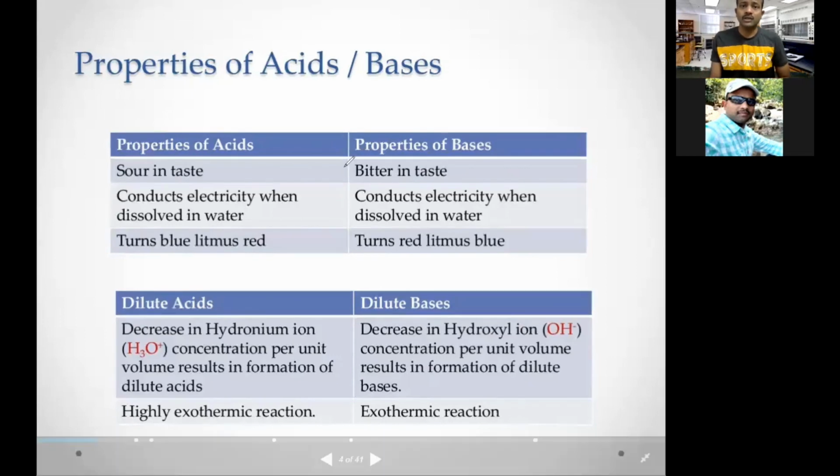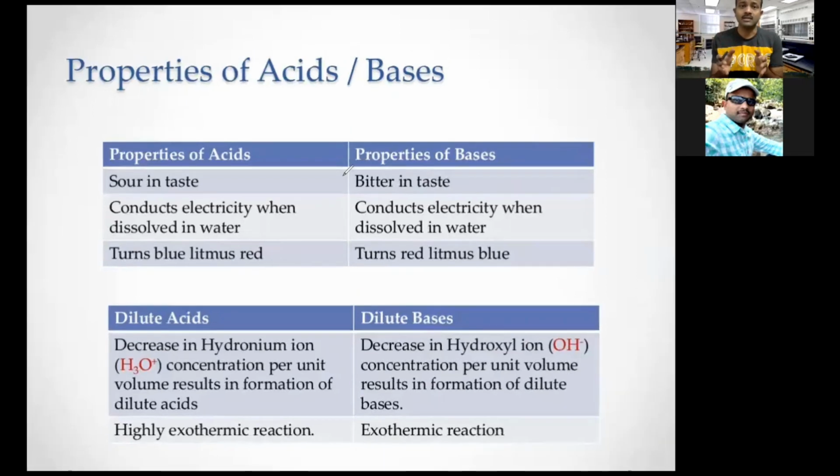When you dissolve them in the water, they dissociate into ions. These ions allow electricity to pass through. That means when you dissolve the acid in the water, it conducts electricity. When you dissolve it in the water, what will happen? This acid dissociates into H plus and Cl minus ions.